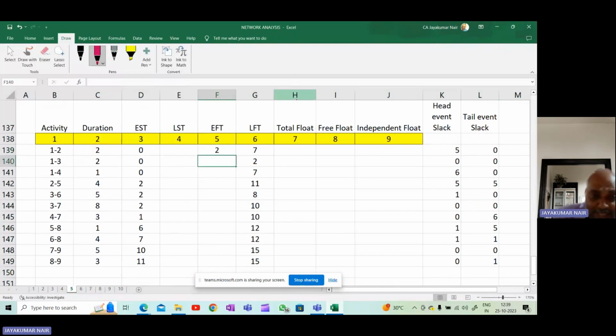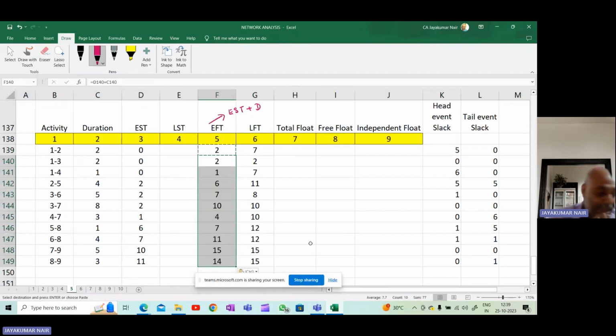So how do I get this table? This value is EST plus the duration. Early start time plus the duration. So you do that for all. So I found out what is EFT, early finish time.